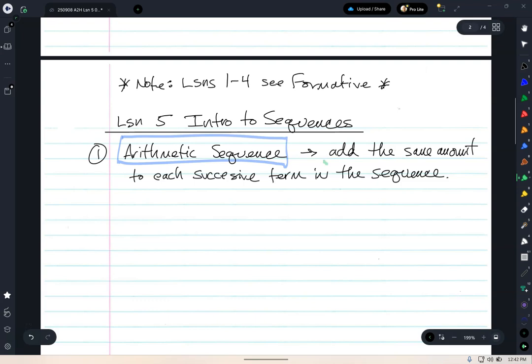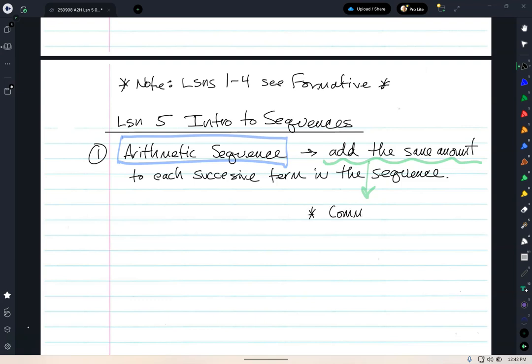Now, I'm going to underline this, add the same amount, and draw an arrow pointing down here because this is some important vocabulary that you need to know. What we call this same amount that's being added is the common difference. You're going to need to know this language. Common difference, you can put that in quotes. And that common difference is usually notated with the letter D. So when we're talking about sequences, we notate the common difference with the letter D.